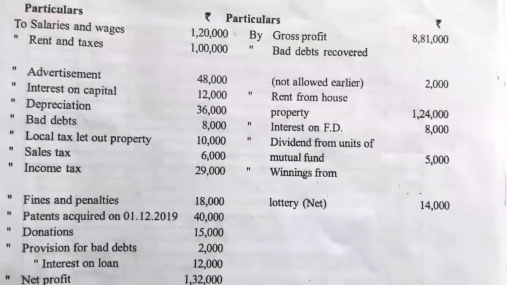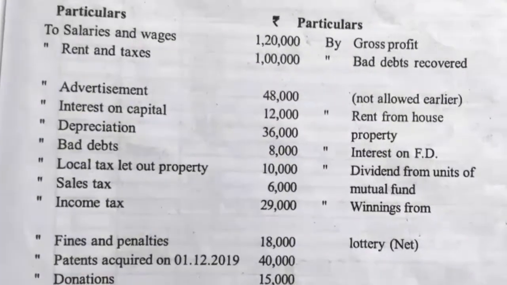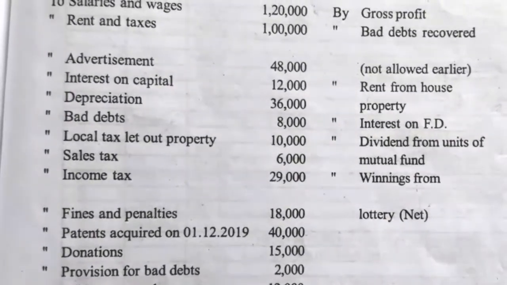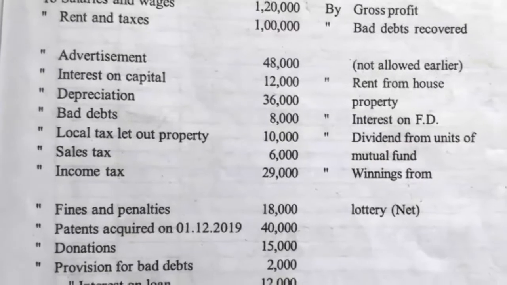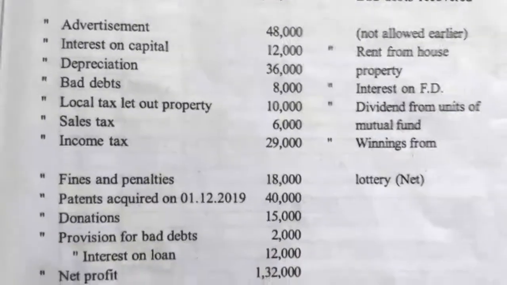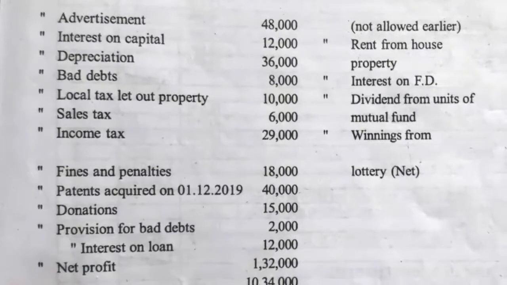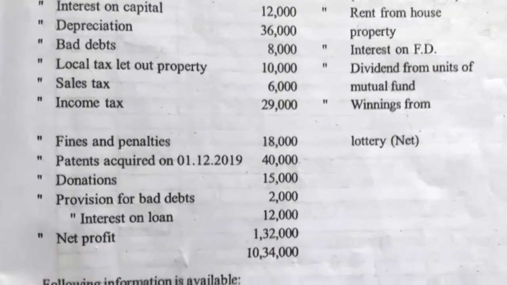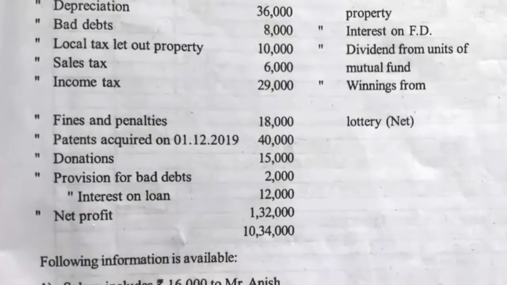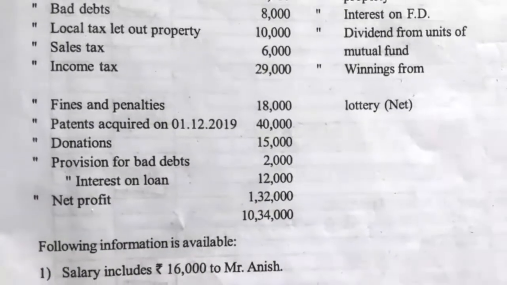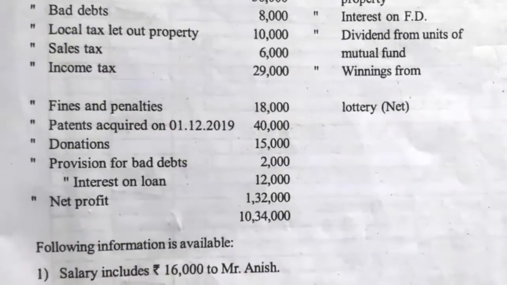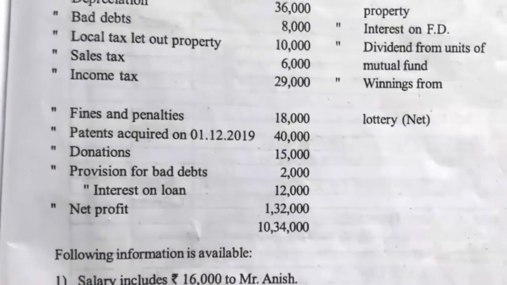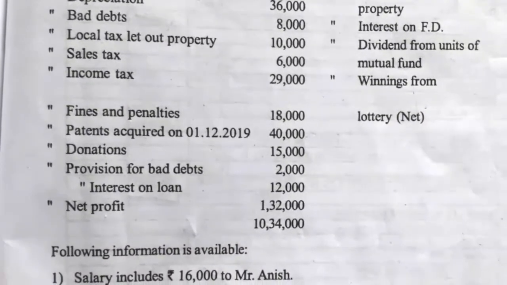So the profit and loss account is given. See the debit side of the profit and loss account. To salaries and wages rupees 1,20,000, rent and taxes rupees 1 lakh, advertisement rupees 48,000, interest on capital rupees 12,000, depreciation rupees 36,000, bad debt rupees 8,000, local tax on let out property rupees 10,000, sales tax rupees 6,000, income tax rupees 29,000, fines and penalties rupees 18,000, patents acquired on 1st 12/2019 rupees 40,000, donation rupees 15,000, provision for bad debt rupees 2,000, interest on loan rupees 12,000.